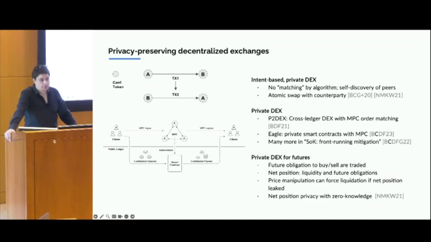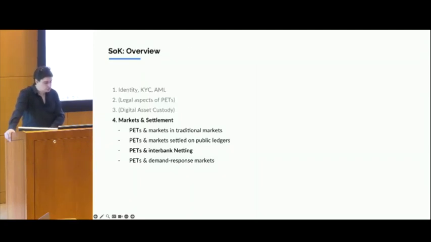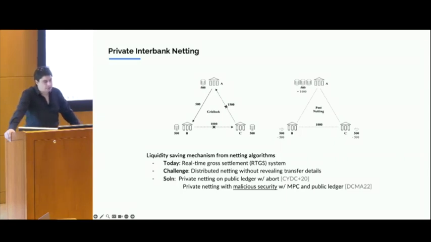There have been a number of papers on this topic. I'm not sure if there's something deployed already, but I think we're getting there, at least for high volume trading that would also make sense, it seems. And then let's move to interbank netting, which is another traditional finance application that becomes possible in this context with multi-party computation. Usually when banks do transactions and provide loans and so on, they have other banks that actually provide loans to them and so on, and then they have to balance their accounts.